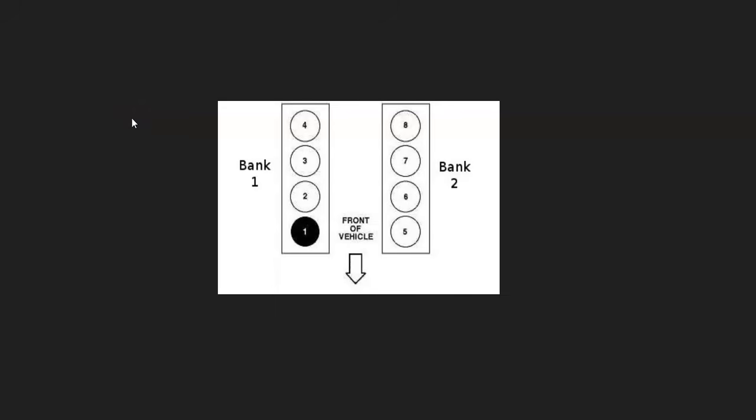V6 and V8 engines have two banks. Bank 1 is always the side of the engine with the number 1 cylinder, and then the opposite of that is bank 2. So if you find the number 1 cylinder, that's going to be bank 1, and then the opposite is going to be bank 2.